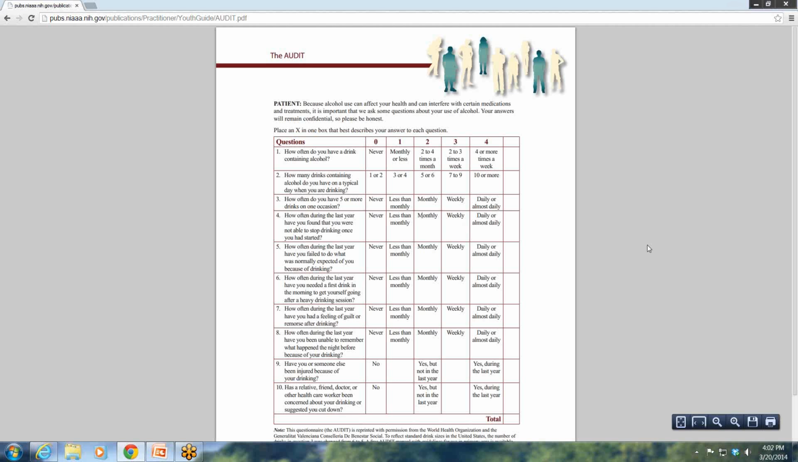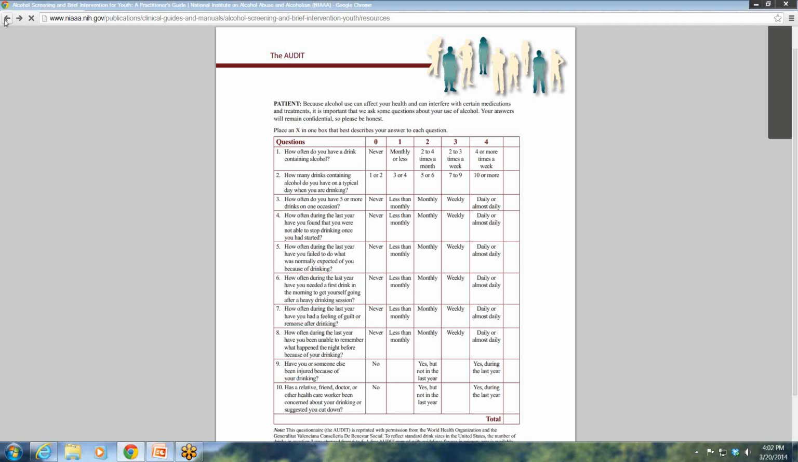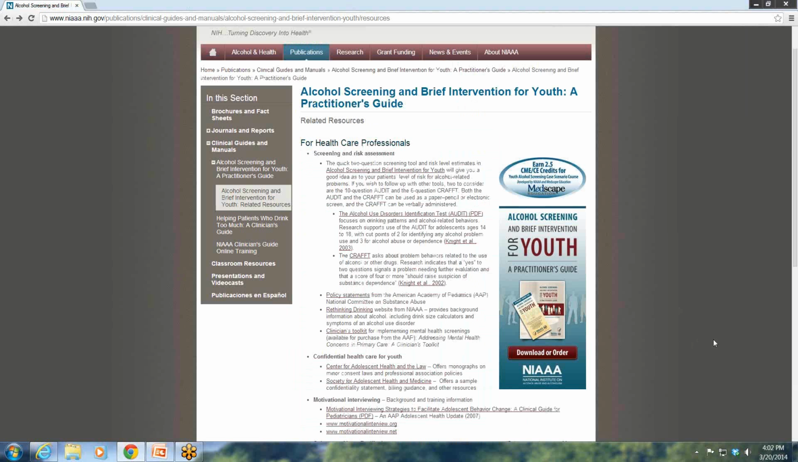One thing to note about the AUDIT is that if you look at question 3, you'll notice that it reads, how often do you have 5 or more drinks on one occasion? Those of you that are familiar with the AUDIT from the World Health Organization will often see that question read, how often do you have 6 or more drinks on one occasion? The NIAAA has decided to reduce that number to 5 because it reflects the standard drink sizes in the United States. So that's just something to note.